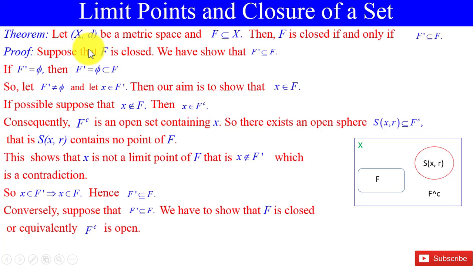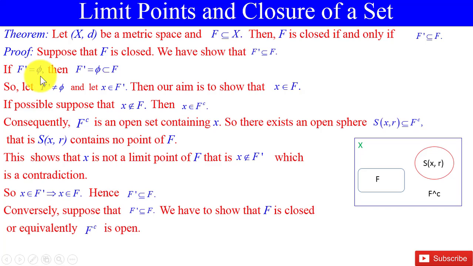Now, theorem. Let (X, d) be a metric space and F a subset of X. Then F is closed if and only if its limit points F dash are contained in F. Proof. Necessary condition. Suppose that F is closed. We have to show that F dash is contained in F, that is, the derived set is a subset of F.